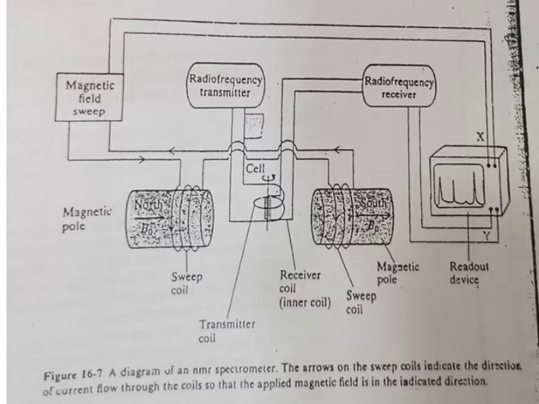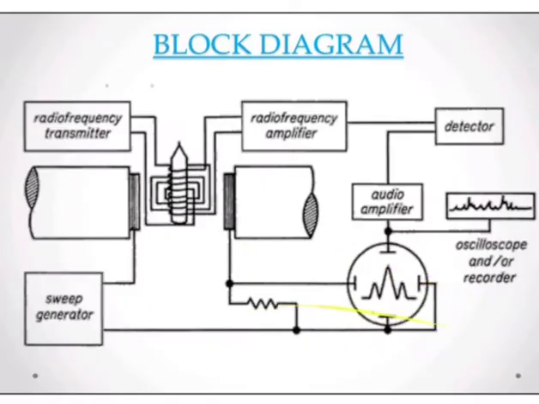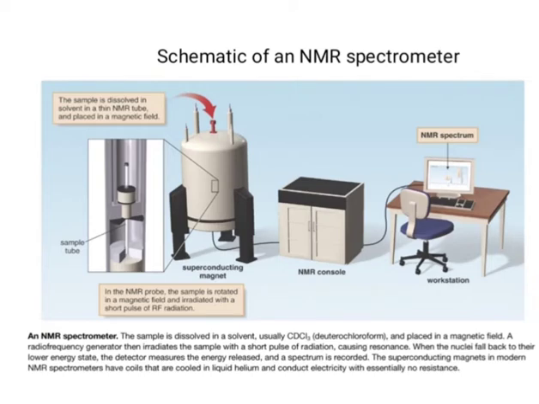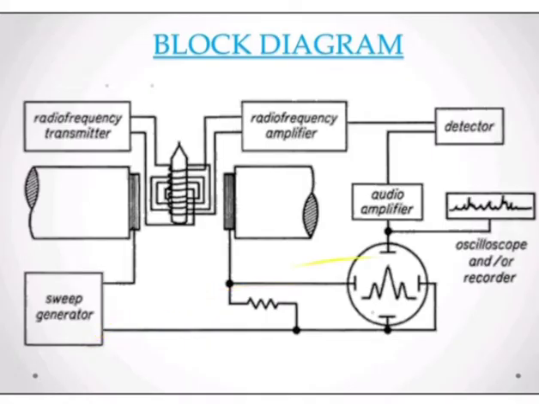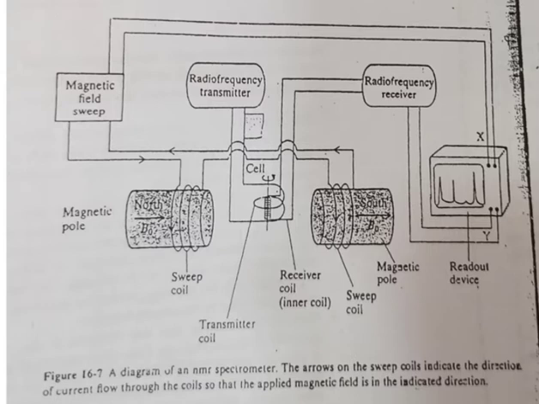This is called the inner coil again. Here is a sweep coil. The coil around the magnet is the sweep coil. This we have already seen. The magnets are coil-like structures, because coils conduct electricity with no resistance. So the coils are there, and these coils are called the sweep coils.